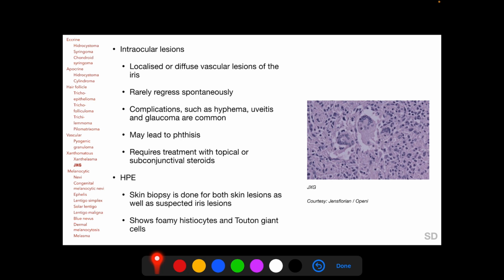Intraocular lesions of JXG include localized or diffused vascular lesions of the iris, which rarely regress spontaneously, unlike the skin lesions of JXG, and complications such as hyphema, uveitis, and glaucoma are common and can lead to phthisis. And since intraocular lesions of JXG do not regress spontaneously, they require treatment with topical or subconjunctival steroids. For diagnosis, skin biopsy is done for both skin lesions as well as suspected iris lesions, and biopsy shows foamy histiocytes as well as Touton giant cells.